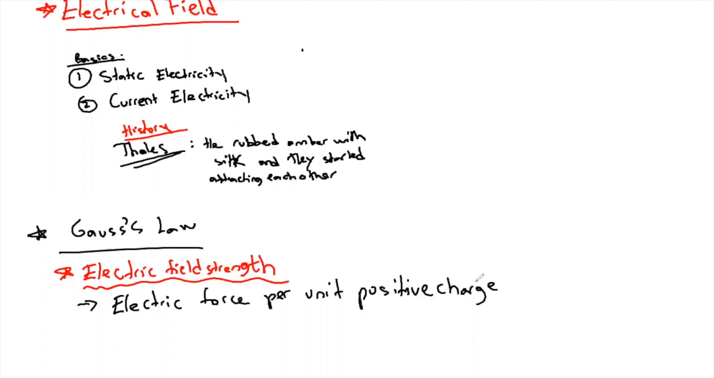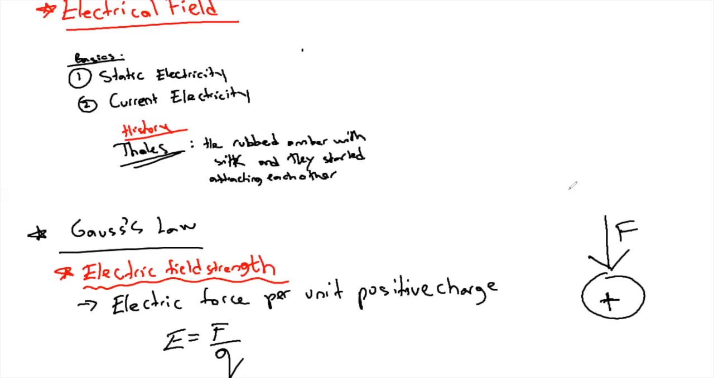Now, what's the formula for it? Well, E is equal to F divided by Q. You can make a big Q, you can make a small Q, that's your choice. Now, if I would like to display this concept so you can better remember it, it would be like this. We have a circle here and a positive sign here. This is the positive charge, and we have an arrow like this. I think you can better imagine it now. Force per unit positive charge. That's electric field strength, right?